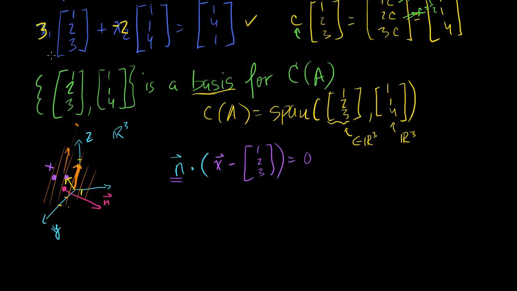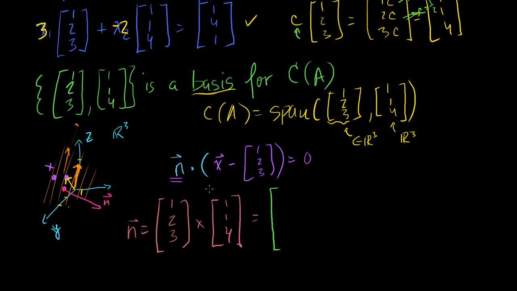So let's take the cross product. This is a nice way of thinking about it because it's really integrating everything that we've covered so far. So let me define my normal vector to be equal to 1, 2, 3 cross 1, 1, 4. And what does this equal? What does this equal? So my first term, I ignore that.